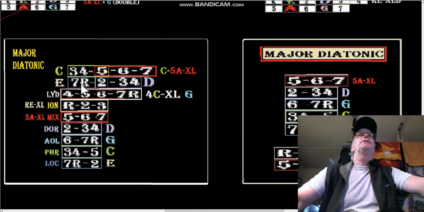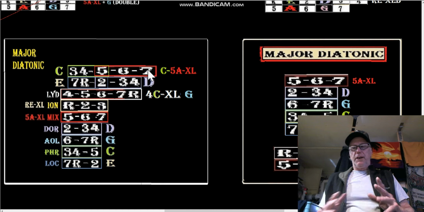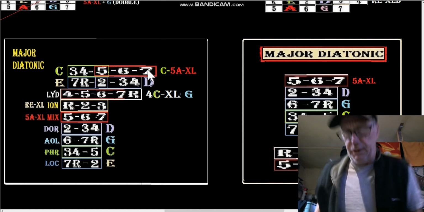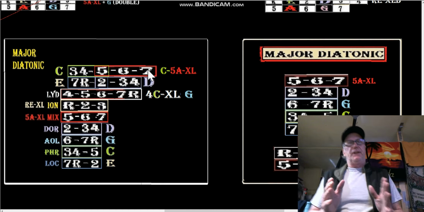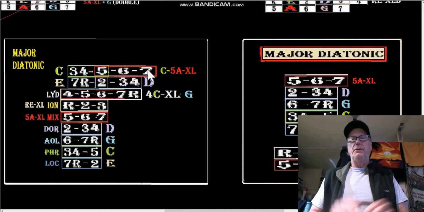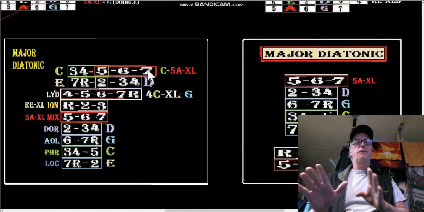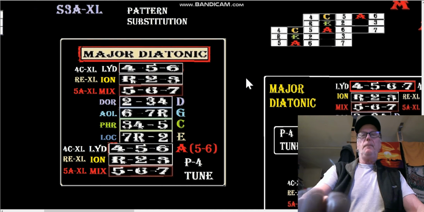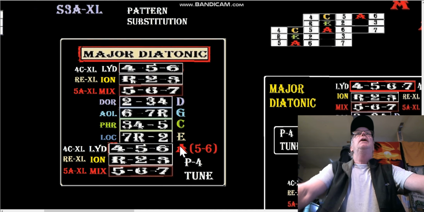Up here, so here's 7 root 2 and 2, 3, 4. So we got E, D here. See how it's getting complicated because we're looking at specific cases here. When you look at a specific case, you lose the flexibility, the versatility. Here we have another case where we're just doing the regular pattern substitution here.